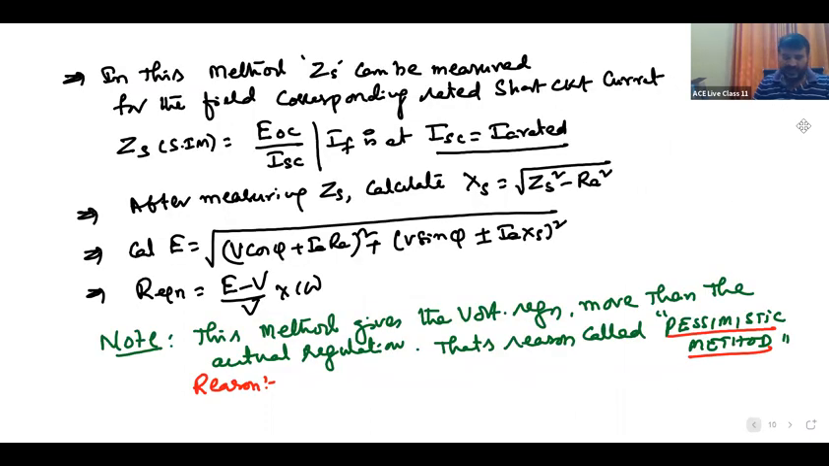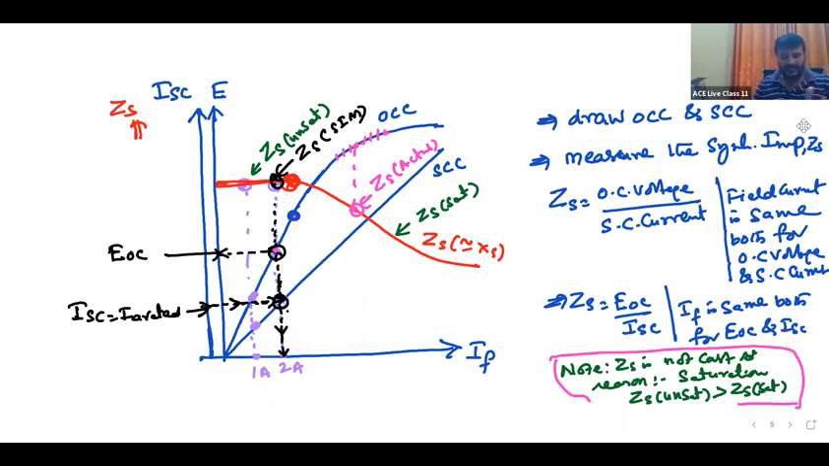Can I call this the unsaturated synchronous impedance method? This is unsaturated. You have measured the unsaturated portion. But the modification of this method is said to be the saturated synchronous impedance method. There, ZS is measured for the field current corresponding to rated open circuit voltage. In the earlier method, rated current was taken, but in the saturated synchronous method, rated voltage will be taken. So let us see that one.